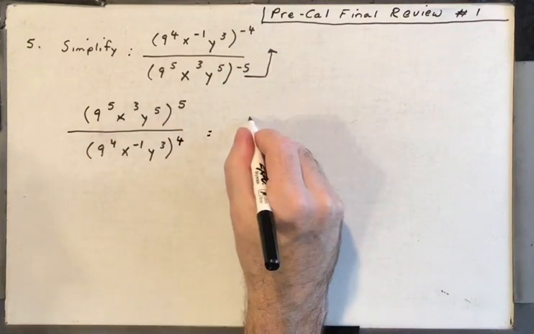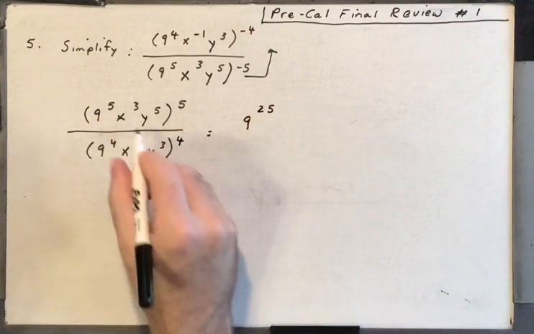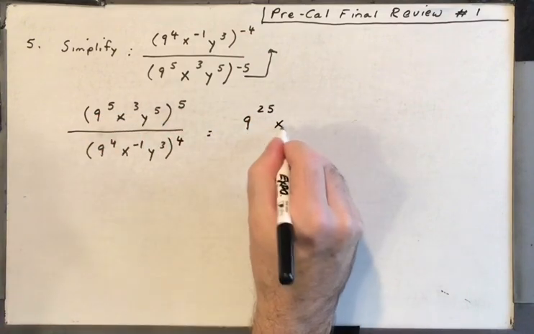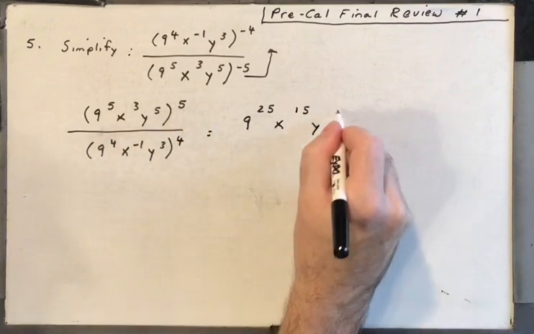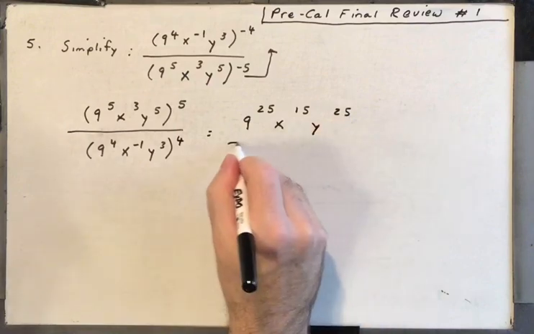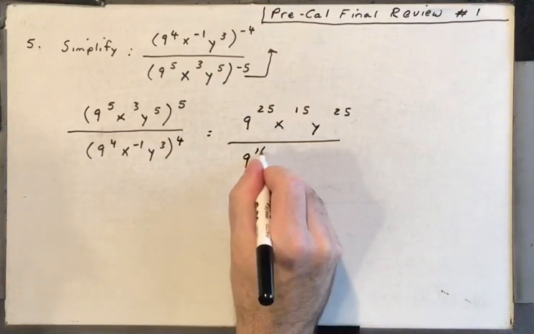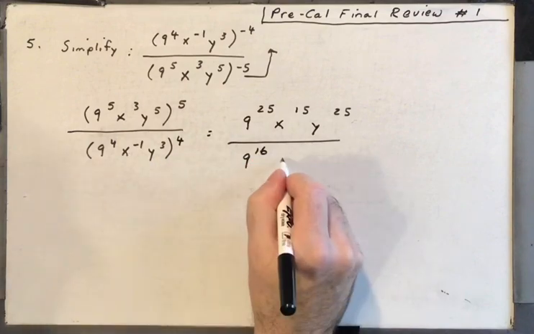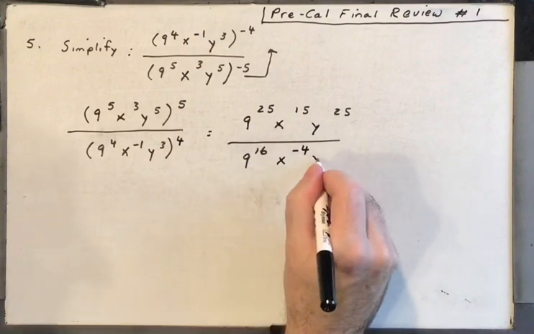Now let's expand. That'd be 9 to the 5th times 5 would be 9 to the 25th. X cubed to the 5th would be x to the 15th. Y to the 5th to the 5th would be y to the 25th. 9 to the 4th would be 9 to the 16th. And then we would have x to the minus 4 and y to the 12th.